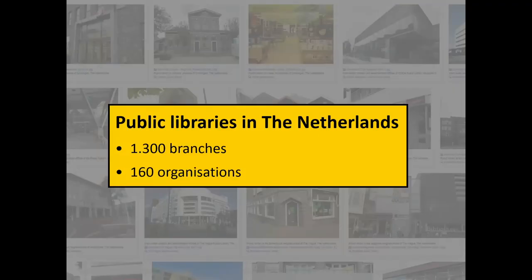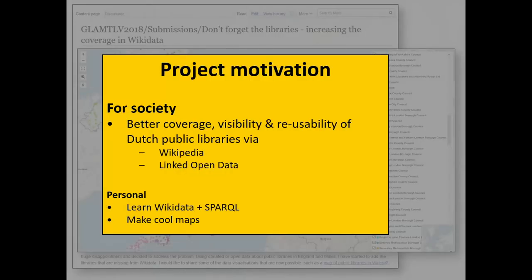And something about public libraries in the Netherlands: there are about 1,300 library branches in our country, grouped into 160 library organizations. And you might wonder, why do I want to do this project? Well, first of all, for the common good, for society, because I think using Wikidata and from there creating Wikipedia articles and opening up via the linked open data cloud, it's improving visibility and reusability of public libraries in the Netherlands.